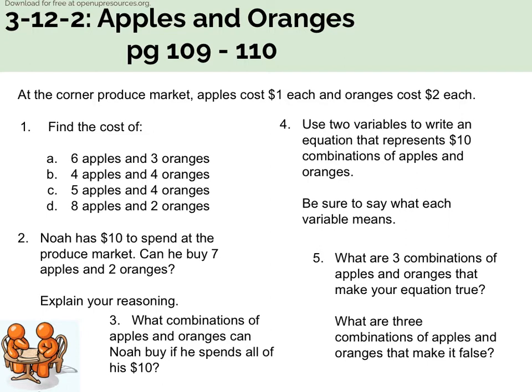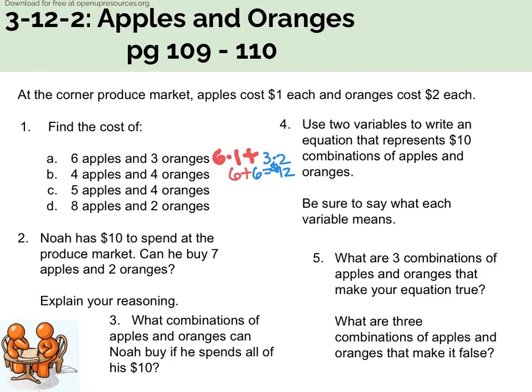All right, let's go through it ourselves. If we have 6 apples, they are worth $1 each, so we're going to say 6 times 1. And then we have 3 oranges, and they are $2, so we're going to do 3 times 2. 6 times 1 is 6. 3 times 2 is 6. So how much do they spend at first? $12. Let's do the 4 apples and 4 oranges.